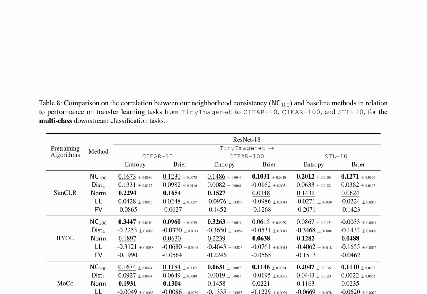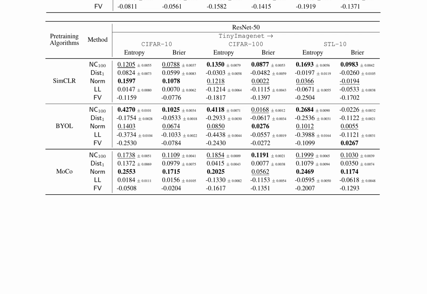The study highlights that neighborhood consistency is a strong indicator of transfer learning performance, particularly for MoCo, which consistently outperforms other algorithms in this regard. However, the correlation between neighborhood consistency and transfer learning performance varies widely among algorithms, suggesting that there might be other factors at play. The analysis also reveals that different algorithms exhibit different strengths in different metrics, such as entropy and Brier score, indicating a need for further exploration into the relationship between these metrics and transfer learning capabilities.